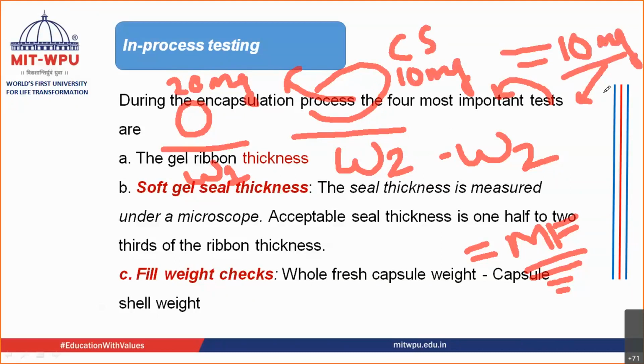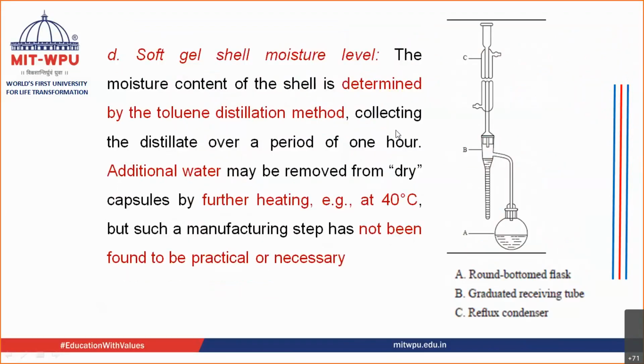Like this you are going to take 20 readings, and after taking these 20 readings, you are going to find out the average weight, and then you are going to do the further calculations. Okay, got it? So this is how you find out the weight variation. This is how you perform the weight variation test.